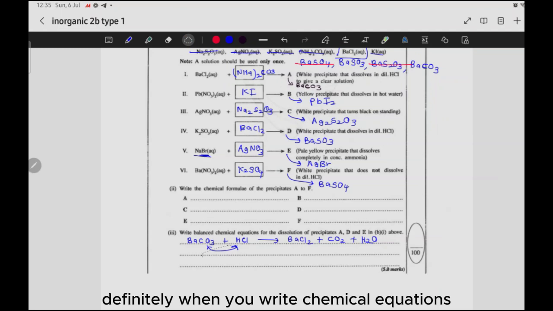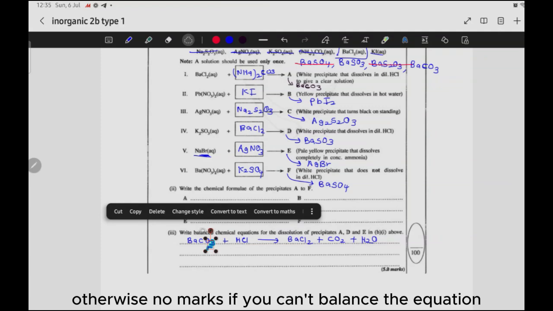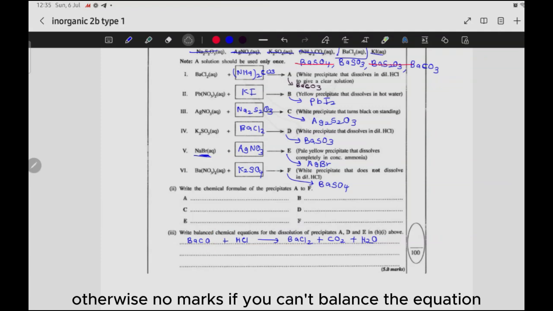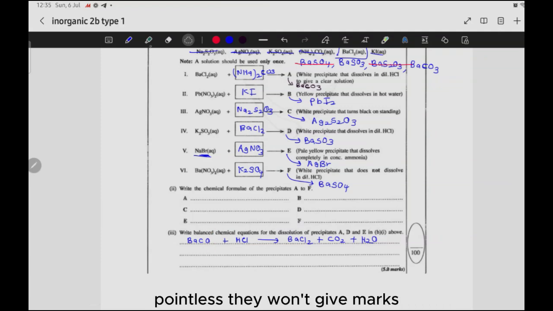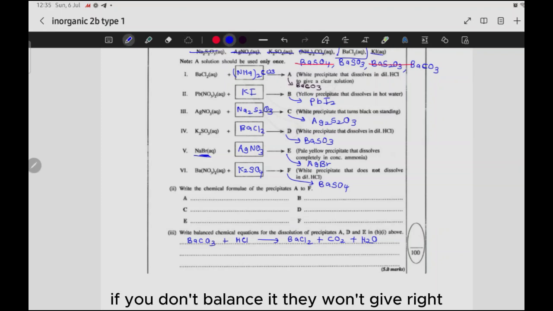Definitely when you write chemical equations in inorganic chemistry you have to balance it, otherwise no marks. If you can't balance the equation, don't write the equation, right? Pointless. They won't give marks. If you don't balance it, they won't give, right? So I hope the equation, no, 2.